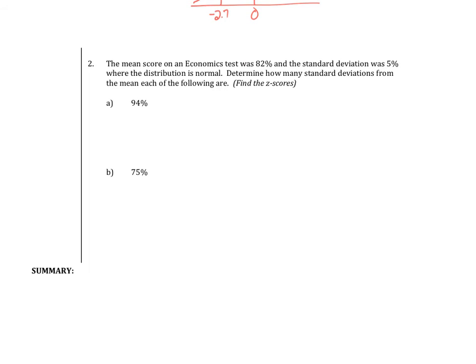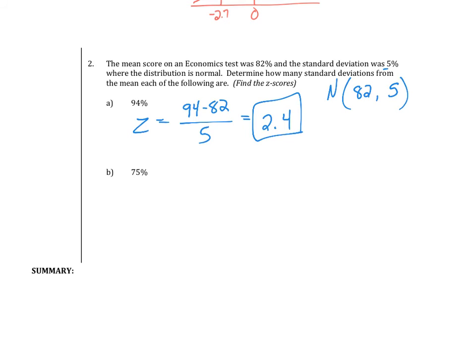Then number 2, we got a part A and B. It says the mean score on an economics test was 82, and the standard deviation was 5. So it looked like this: a normal distribution, 82 is the mean, 5 is the standard deviation. We have to find the z-scores. So z is 94 minus 82 divided by 5. We'd end up with 2.4. So what this means is it's 2.4 standard deviations above the mean.